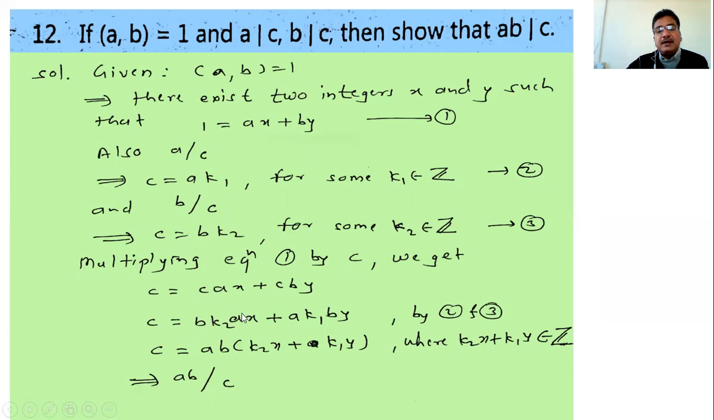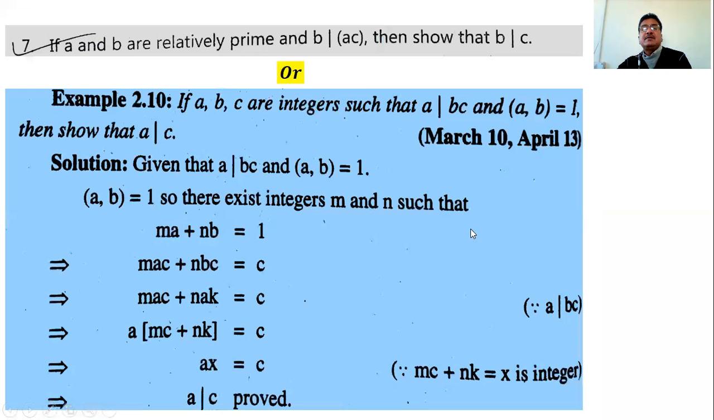Don't write a here, otherwise we get a square, and here b square. We have to express c as ab times some integer. So here write the value of c in terms of b, that is bk2, and here write the value of c as ak1, and then take ab as common. Then we have k2x plus k1y, and obviously this k2x plus k1y is an integer. So c is expressed in the form ab times some integer, and therefore we say ab divides c. Similar problems we'll see in the next lecture.